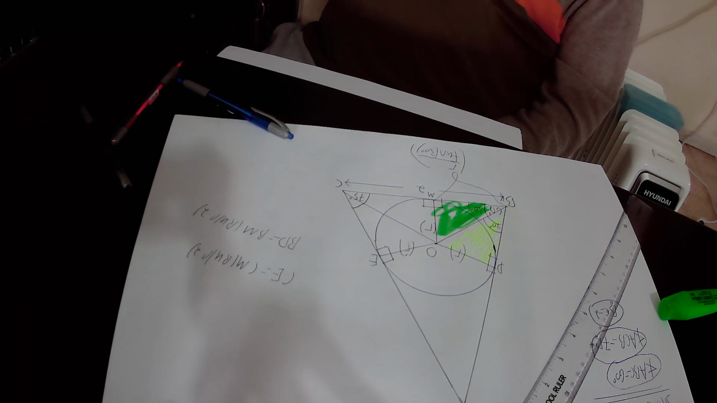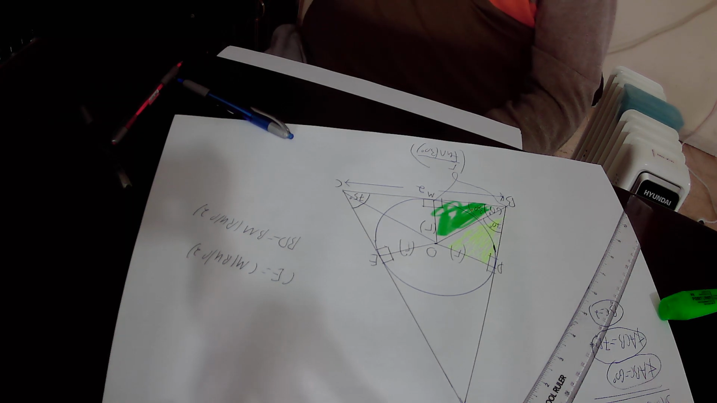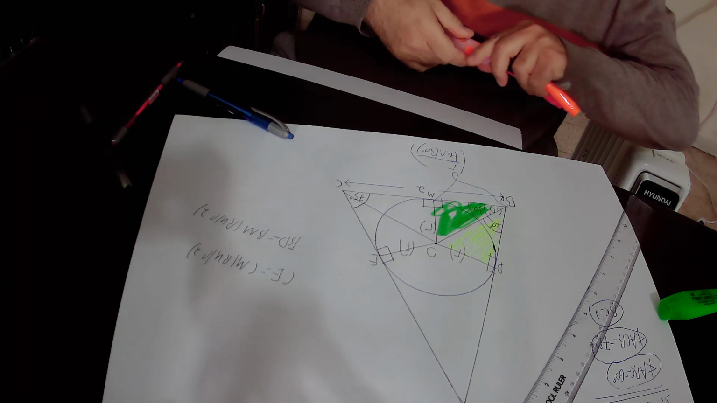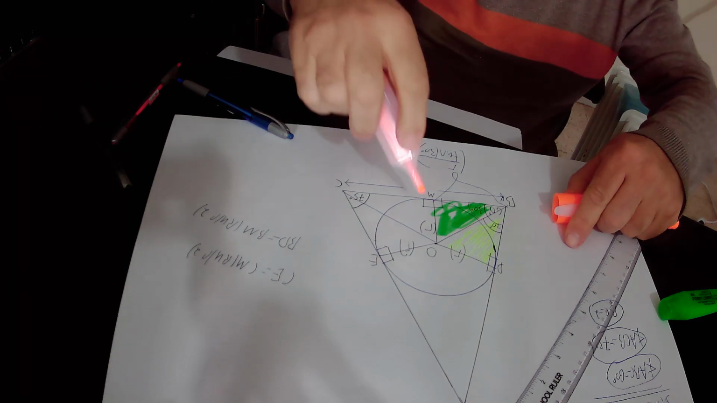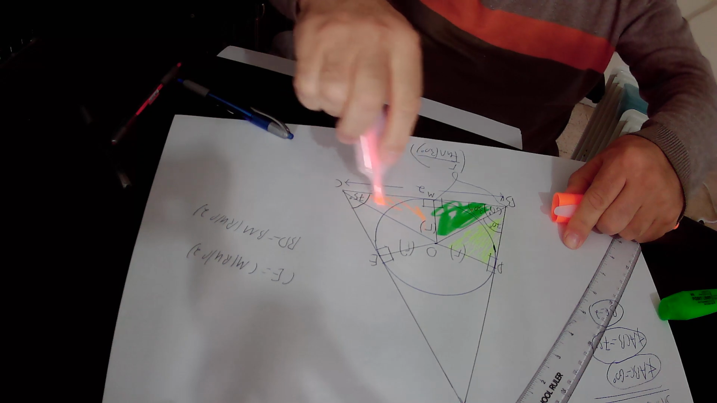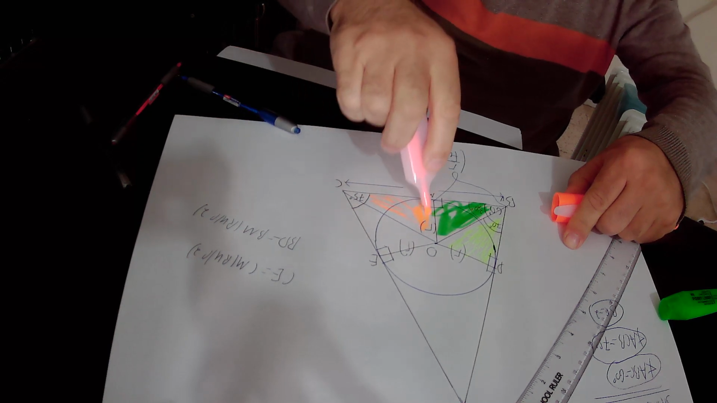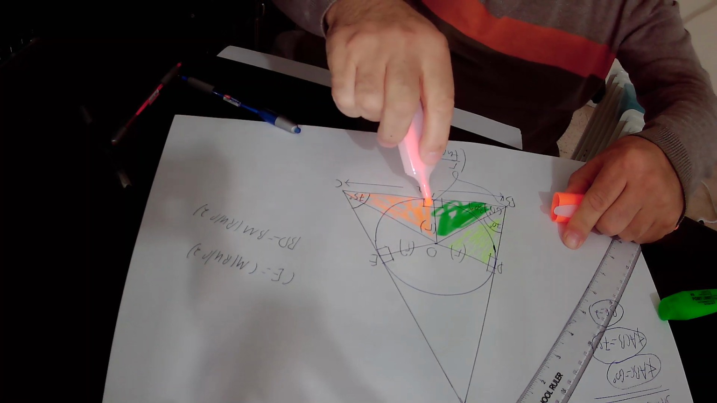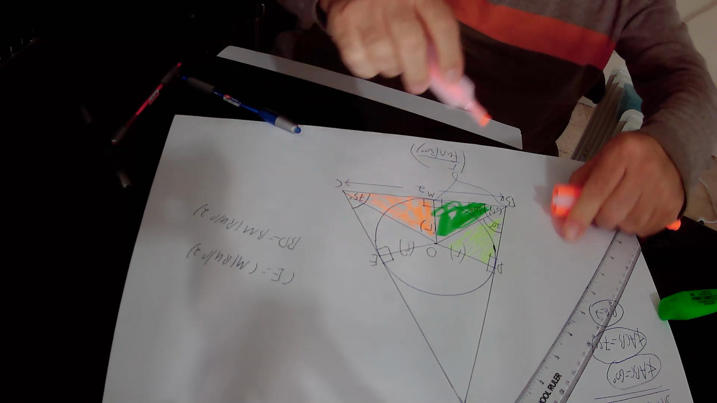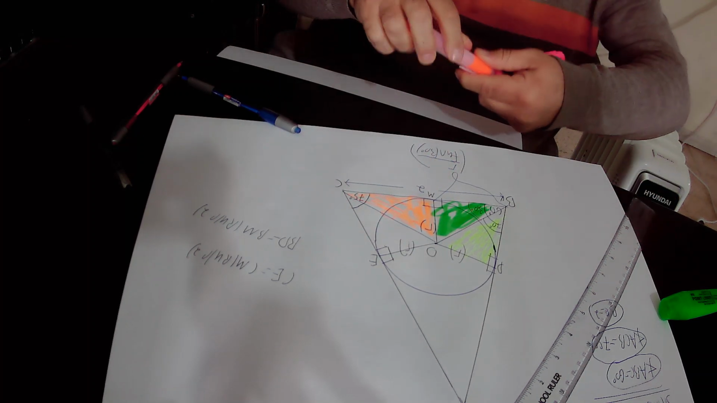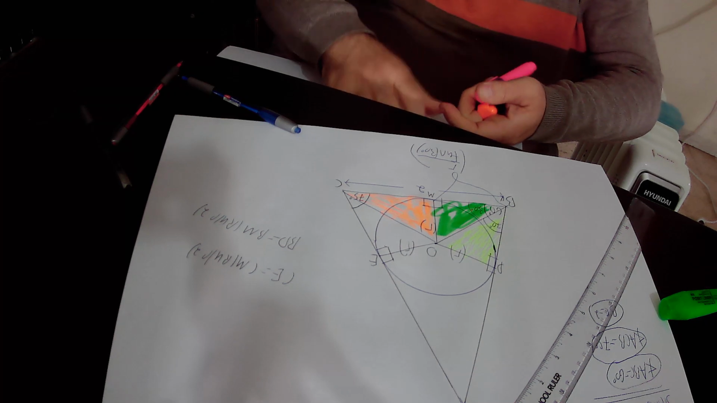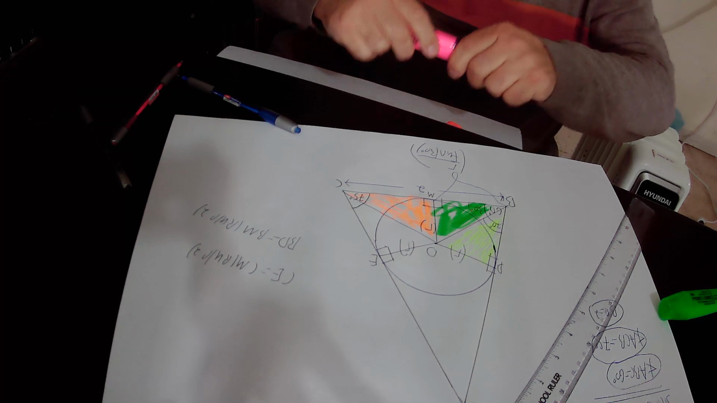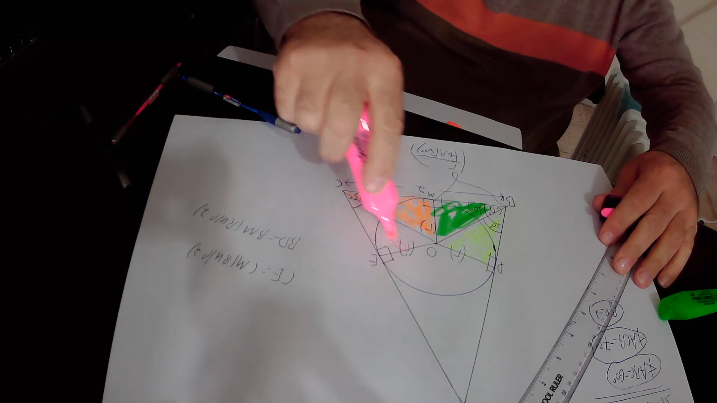And we will prove that the orange triangle OMC is congruent to the pink triangle OEC.